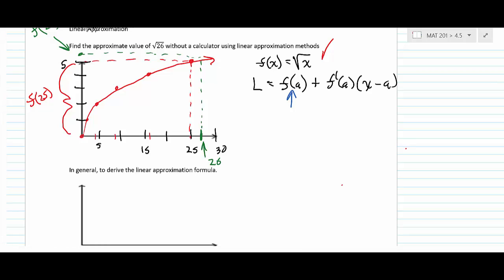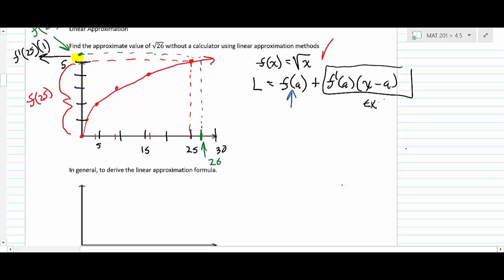This little tiny slice right there is going to be the f prime of a, or the f prime of 25, and then it's going to be times 26 minus 25, so that's just going to be 1. So what you need to understand on this, and I'll derive the formula, is you're taking the function value of 25, which is 5, and then this piece right here gives you that extra amount. So it goes like this.